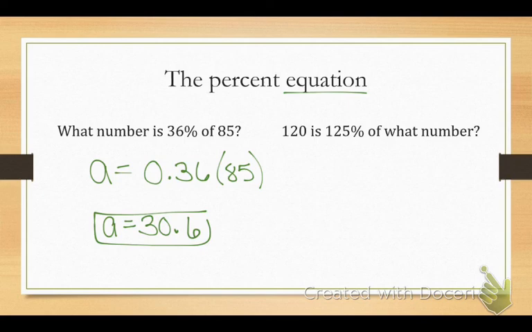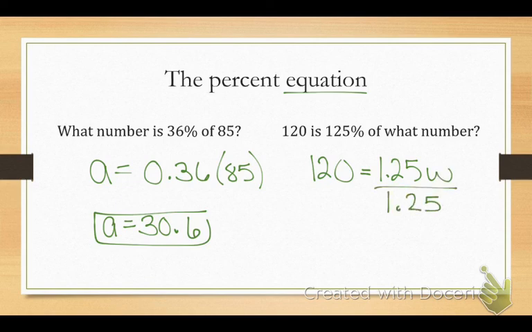Okay, so now on the second one, we're solving for W. I did 42 when I said 8.6. Ah, I gotcha. Okay, 120 equals 1.25 times W. Don't forget, on the equation, change the percent to a decimal. On the proportion, you could just plug in 125 over 100 times W. Now I would divide both sides by 1.25. And W equals, I got 96.